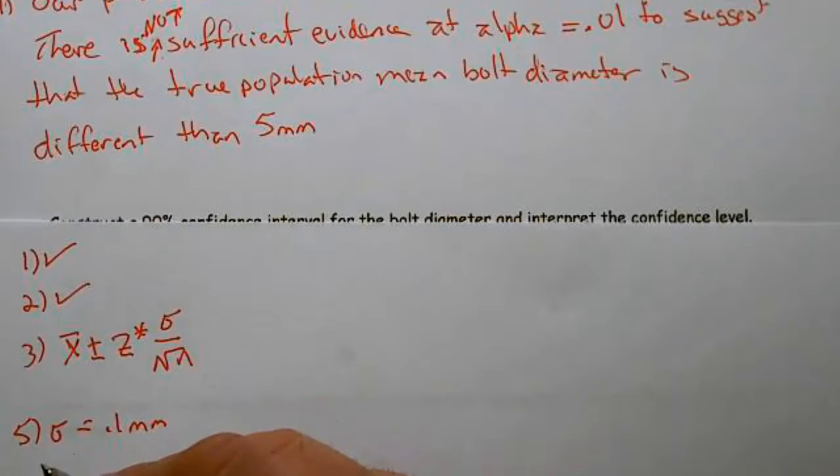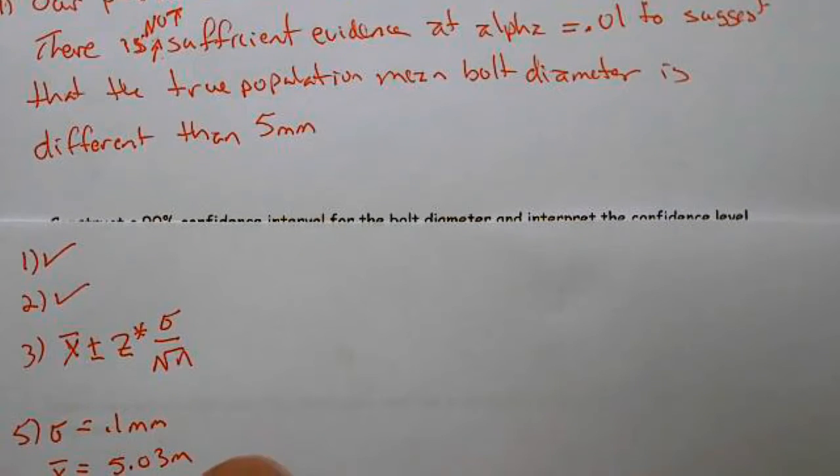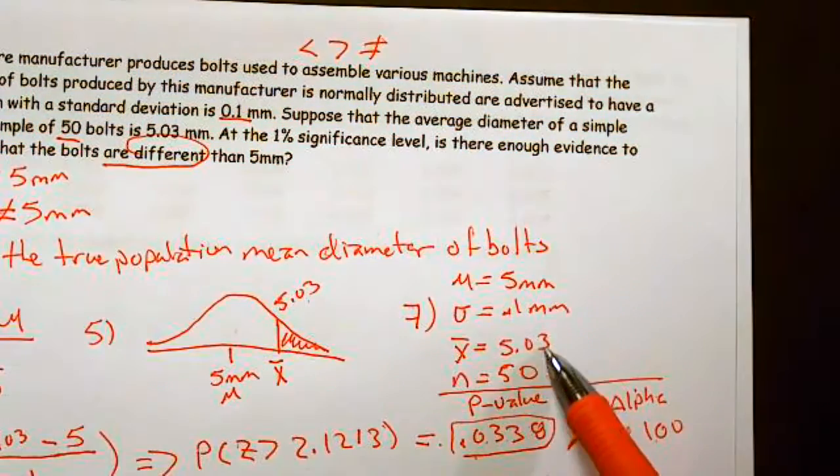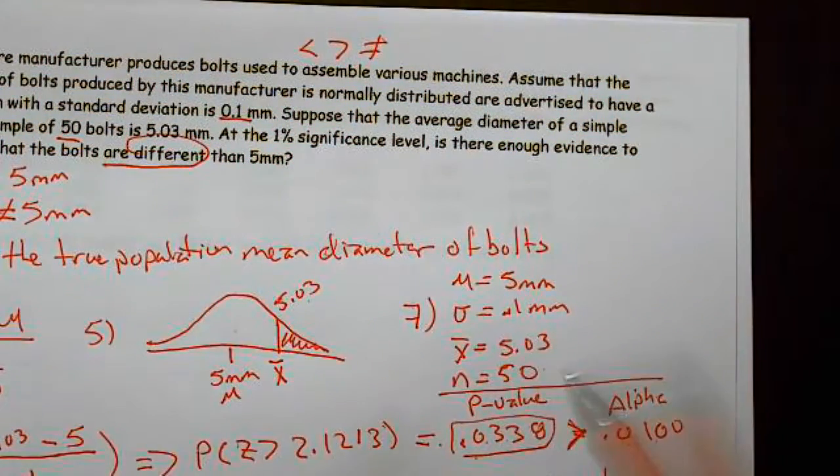The next thing it asks for is the X bar. Well, our X bar in this case was 5.03 millimeters. And then we need our sample size, which is 50. And in case you were wondering how I got those so easily, we already wrote them down up here. So I just copied those again. All right, those are the same values that I had before.